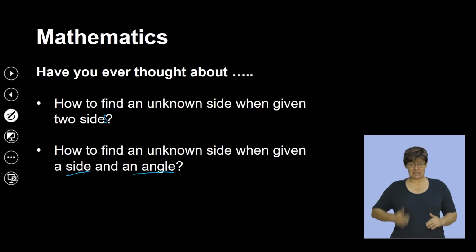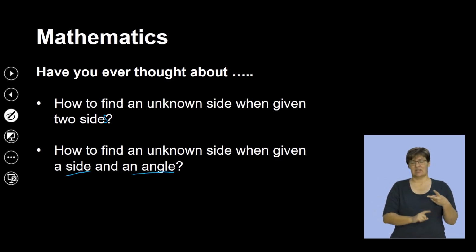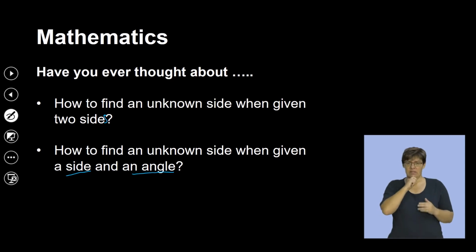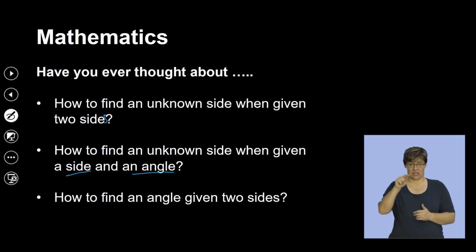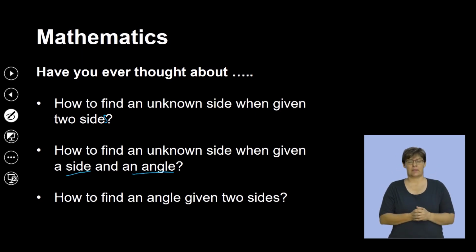And remember, with our previous lesson, we kind of answered the first question. When given two sides, we can use the theorem of Pythagoras. And we also introduced a bit on how to answer the second one, which had to do with using ratios. Also, how to find an angle given two sides. Because remember, the big question that we had in our previous lesson was, what is the relationship between sides and angles of a shape? So that's what we are looking at as well.